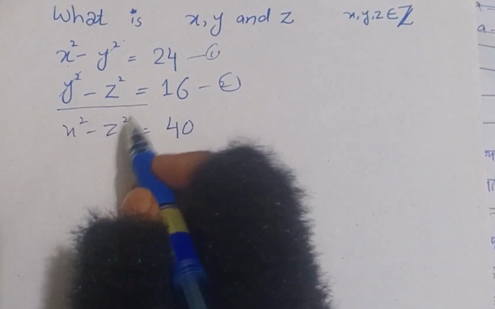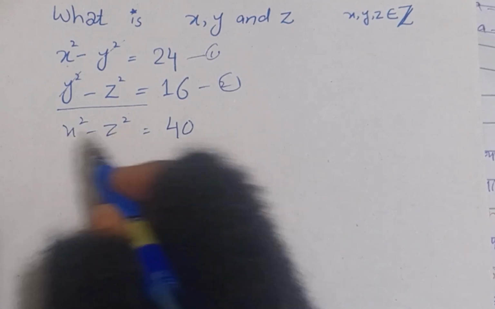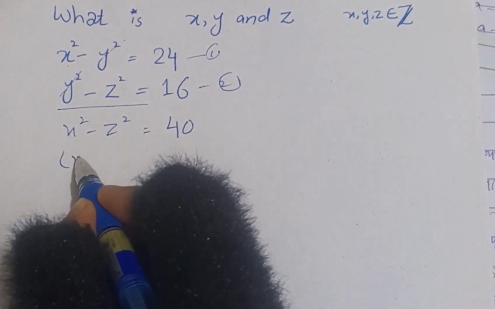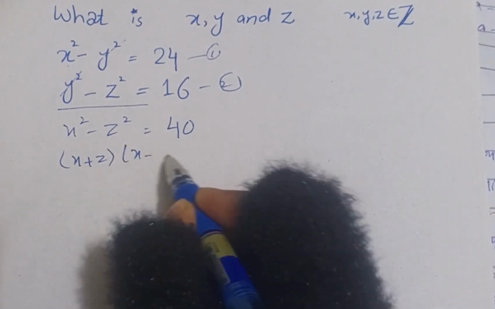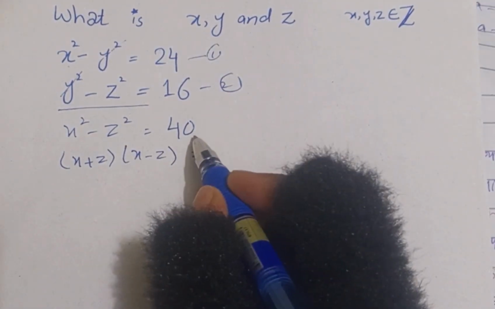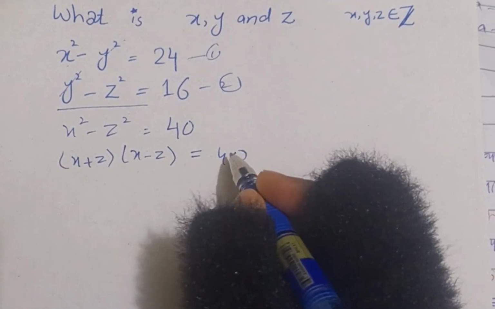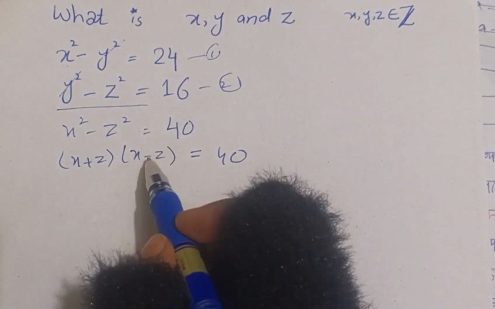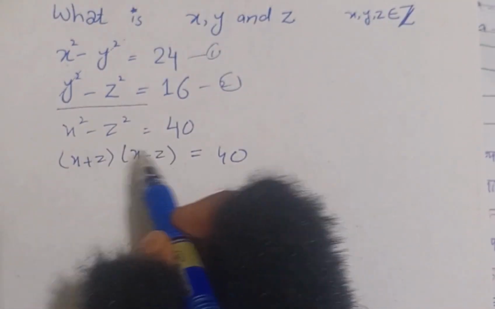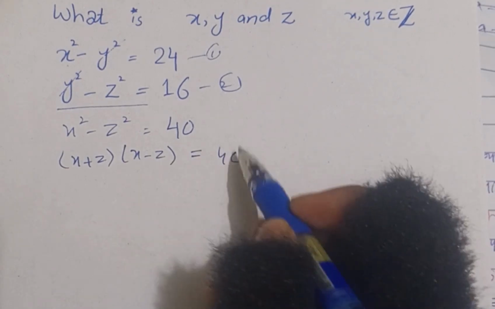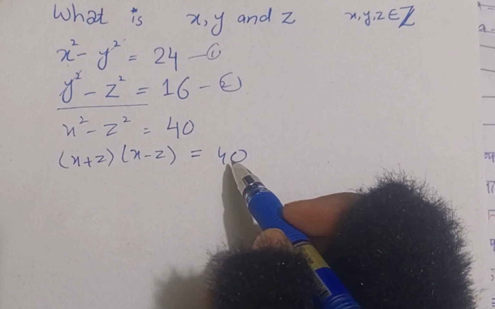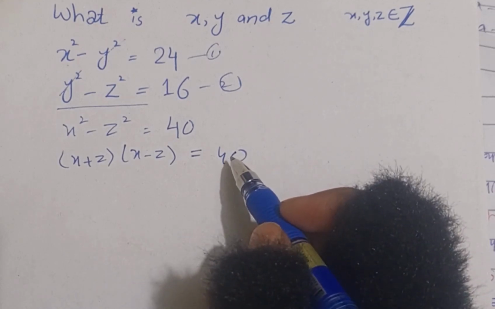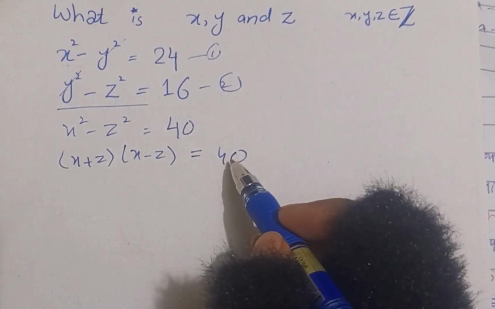Now look at the left hand side. It's the difference of squares of two values. So as we know, this is equal to x plus z multiply x minus z, which is equal to 40. Now notice that the left hand side is a product of two values, so we want to factorize this 40. In our question, x, y, z are integers, so we want integer factors of 40.